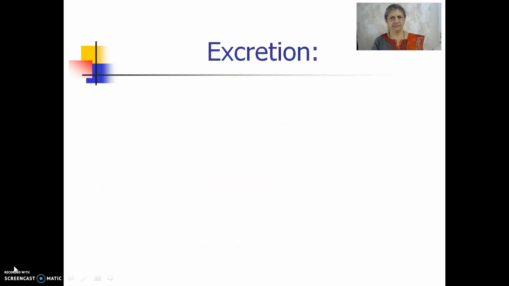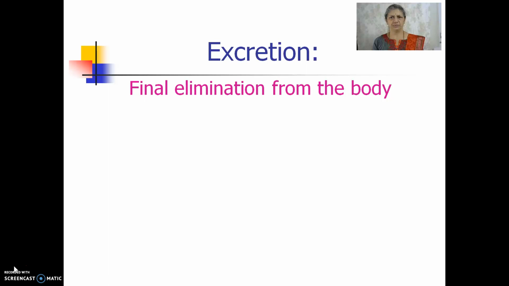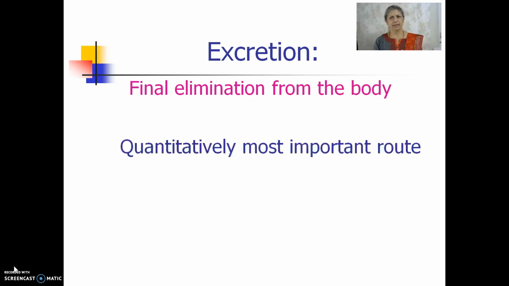Then comes excretion, as we had in our points of discussion. Though, as I said, excretion starts the minute a drug enters the body. It doesn't wait for entire drug to be absorbed, to be distributed, and then the process of elimination does not start. It starts the moment drug enters the body. So excretion is the final elimination from the body. Again, the quantitatively most important mode of this elimination is through urine.